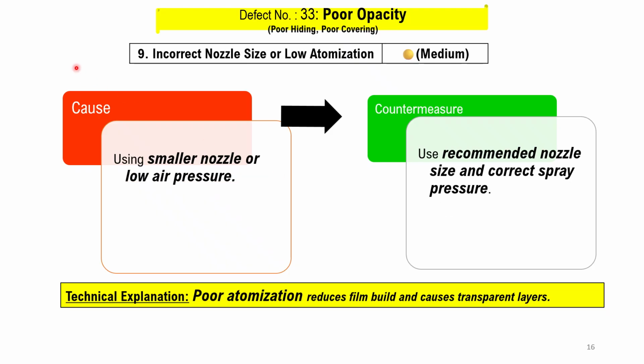The ninth probable reason could be incorrect nozzle size or low atomization. Using a smaller nozzle or low air pressure, in this case, poor atomization reduces film build and causes transparent layers. Therefore, it is recommended for you to use the correct nozzle size and correct spray pressure as per recommendations.